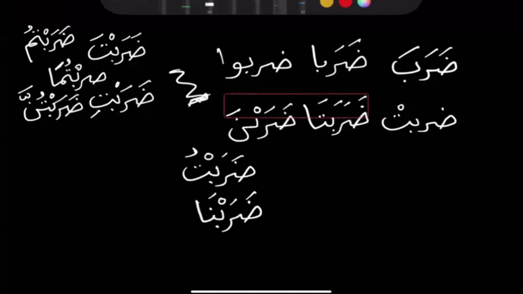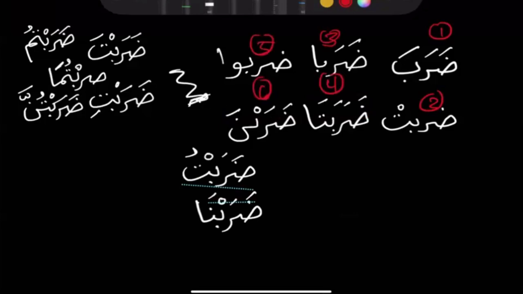Okay. How many pronouns do we have here? How many cases do we have here? 1, 2, and these are 6, 3, 4, 5, 6, and then these are 5. So that makes 11, 12, 13. Supposed to have 12. What happened here? All right. So we're going to break this down again.